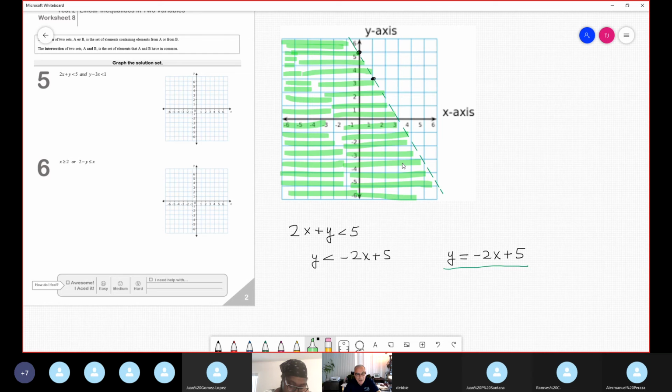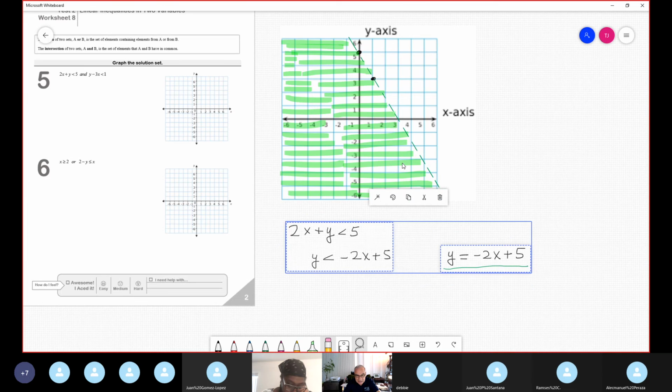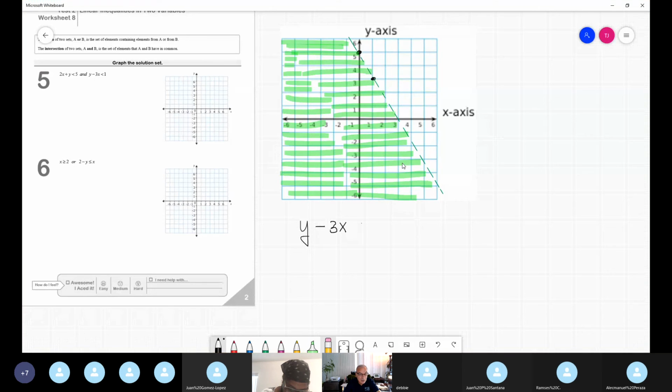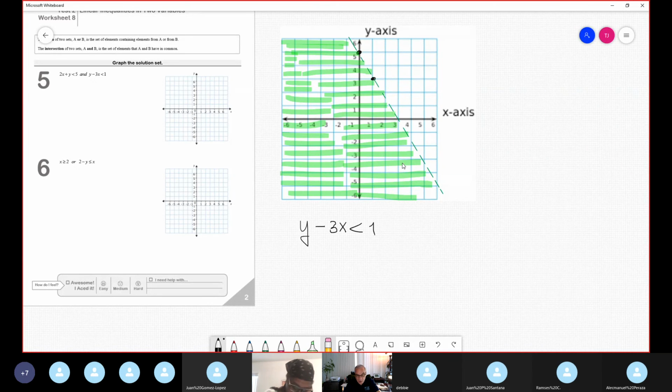Okay, I finished the first inequality. Now I'm moving on to the second one. The second one is y less than 3x plus 1. The related equation is this. I know the y-intercept is 1 here. And the slope is 3 up because it's positive. So it's 1 plus 3, which is 4. Okay, I get the second point.